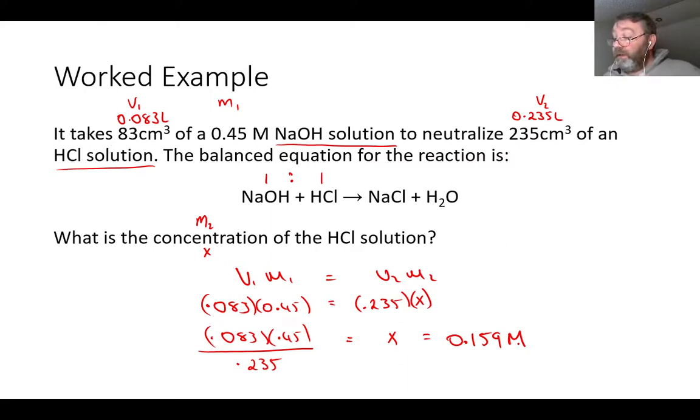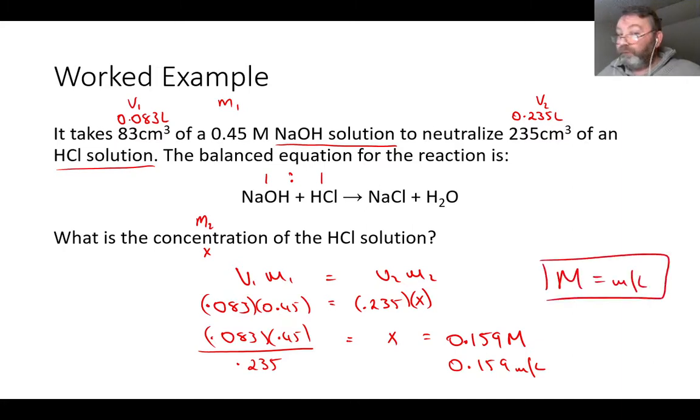Now I don't mind. You can put down 0.159 M, or you can put down 0.159 moles per litre. Both of those are exactly the same. Capital M means moles per litre. So just realize that those two symbols are exactly the same thing. Okay, so that's the first one.